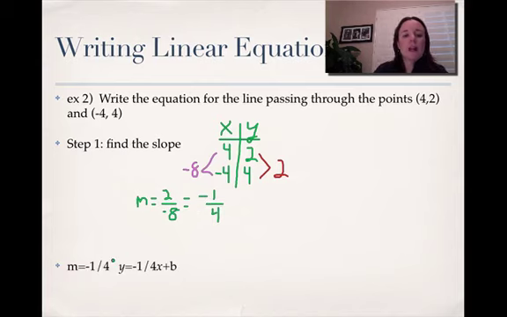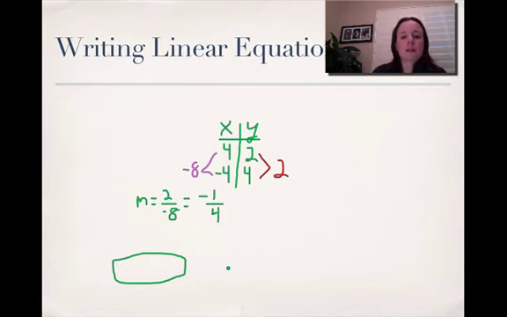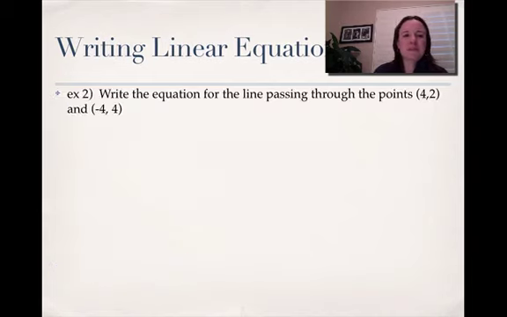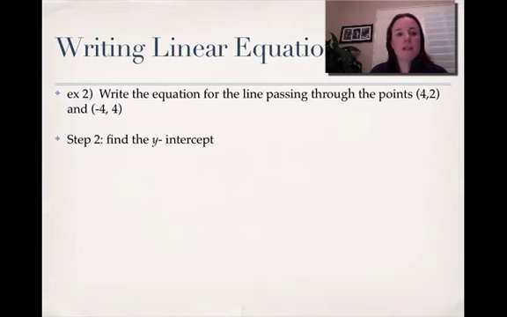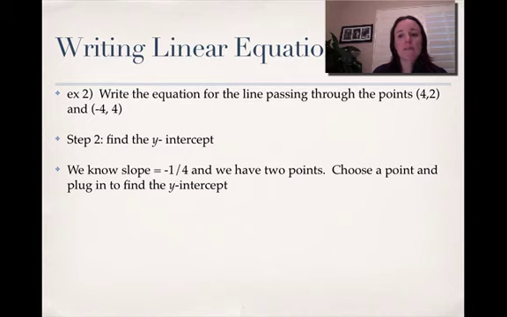So now my equation is y equals negative 1/4 x plus b. I plugged in for my slope. So let's go to our step 2. Same points, we need to find our y-intercept. We found our slope, we need to find our y-intercept. So again, we have 2 points, we want to choose a point and plug it in. I just like to choose my first point. Why not? That's an x value and then a y value.